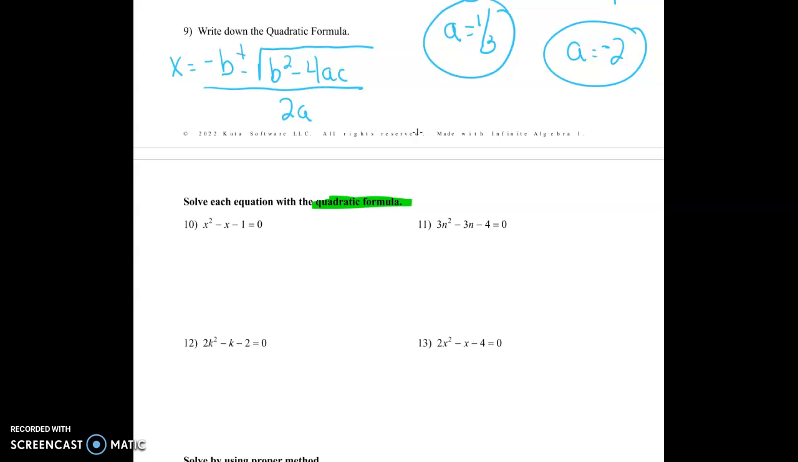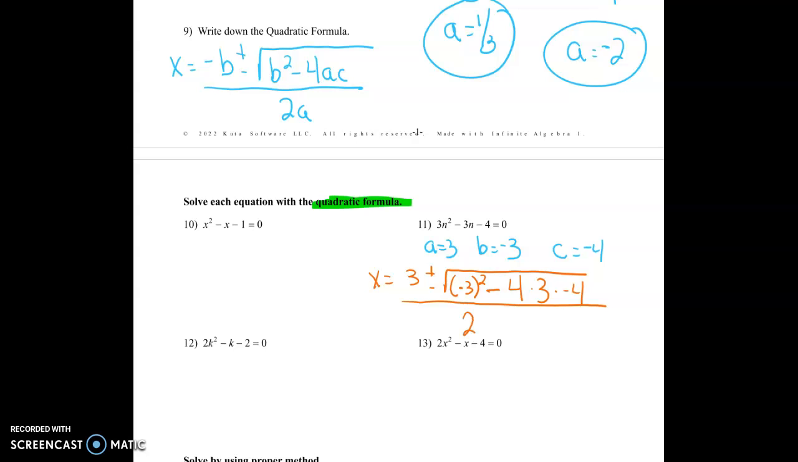And I'll just pick, for instance, number 11. So A is going to be my 3, B is going to be -3, and C will be -4, and now I'm ready to start. So it's going to go x equals, and I'm going to take the opposite of the B, so I'm going to write down a +3, and then plus or minus, and I'm going to make my big square root, and I'm going to take -3 and square it. Then -4 with my a, which is 3, and my c, which is -4, and then all of that's going to be divided by 2a.